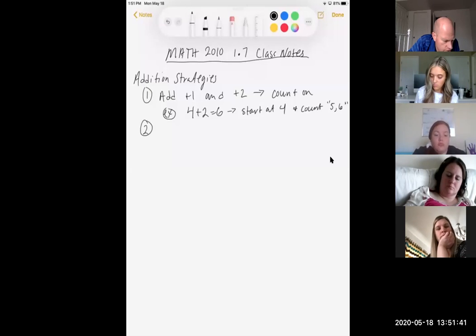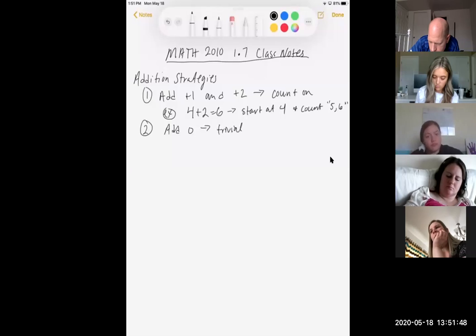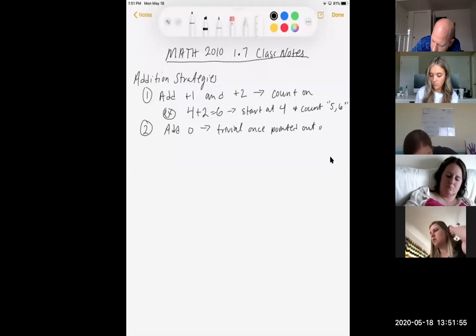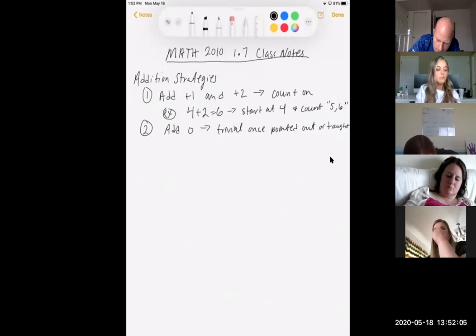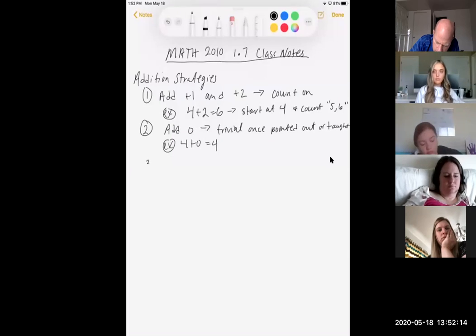Addition strategy number 2, we're going to add 0. Adding 0 is trivial once pointed out, or taught. For example, 4 plus 0 is 4. I operated on my number, my quantity, but it didn't change.